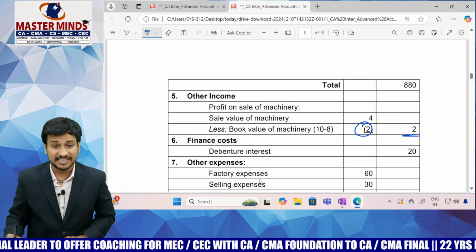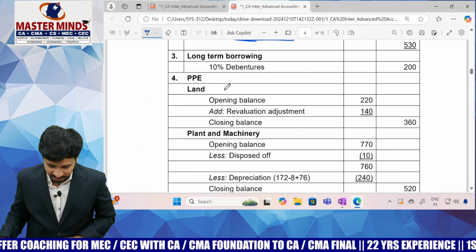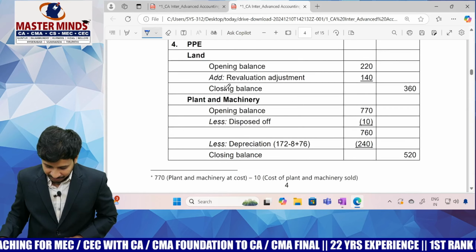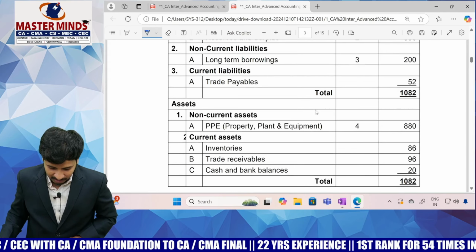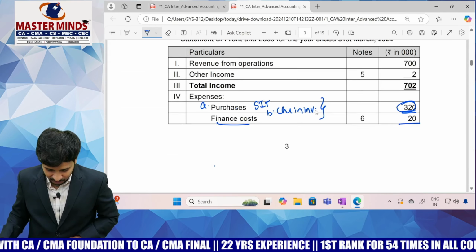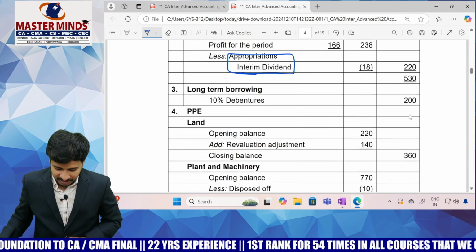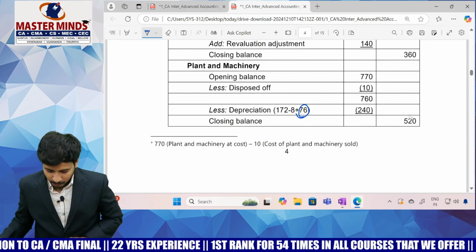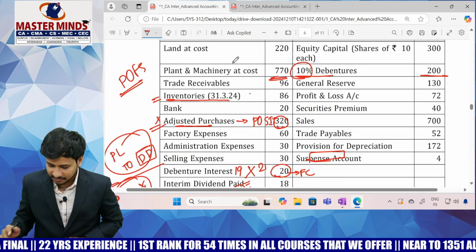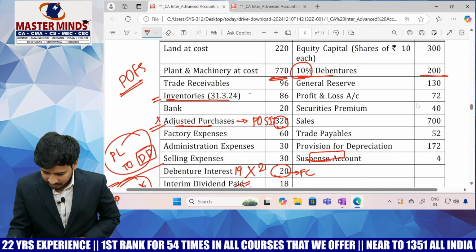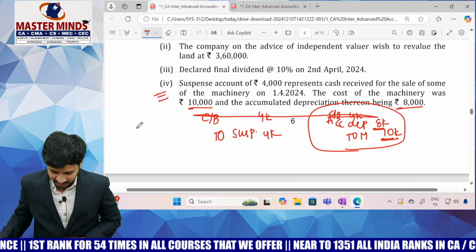On that you need to deduct 10, so 760. On 760 you are going to get depreciation at 10%, which comes to 76 in the current year, which is nothing but your depreciation and amortization, if I was not wrong. Yes. And moving on to the next thing, your provision for depreciation: the opening balance is 172. Let me check. 172 minus 8 plus 76 is your provision for depreciation.